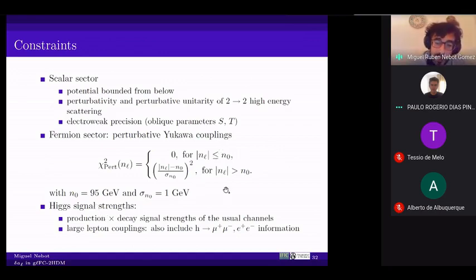For the Higgs, you put the usual production times decay signal strength: gluon fusion, vector boson fusion, etc., and your decays: WW, γγ, b b-bar, etc. And since on top of that you are playing with large lepton couplings, you also need to put in the pieces of information that are available for the final μ+μ− and e+e− decays.